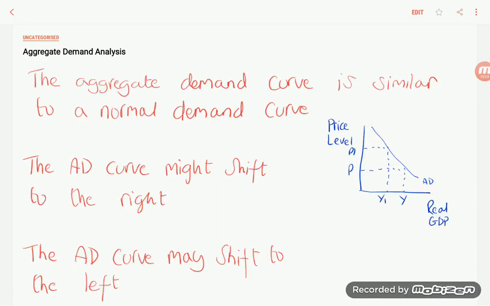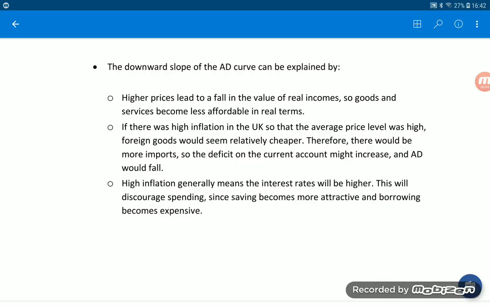Aggregate demand analysis. The aggregate demand curve is similar to a normal demand curve, but there are a couple of differences. Obviously, the labelling is different because we have price level and real GDP, as opposed to micro, which had price and quantity. But the other difference lies with why the curve slopes, or more accurately, why the aggregate demand curve slopes.